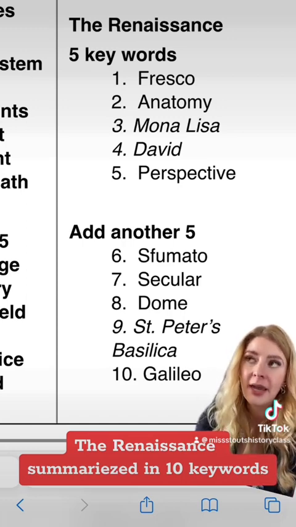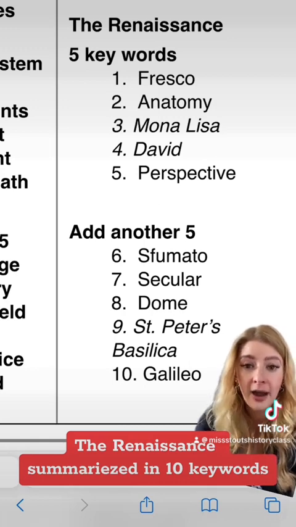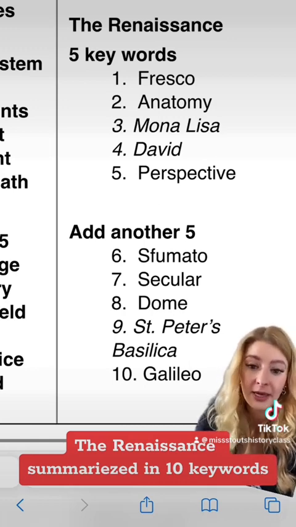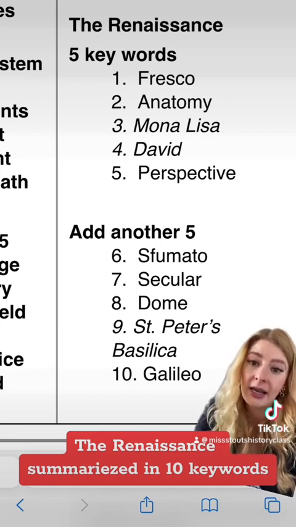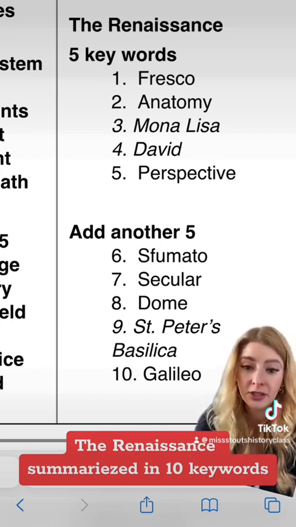The Mona Lisa was a painting done by Leonardo da Vinci. It is currently in the Louvre in Paris. It is one of the most famous paintings in the world. The David is a sculpture that was completed by Michelangelo. It is in the Uffizi Gallery in Florence, and it is one of the most famous sculptures in the world.